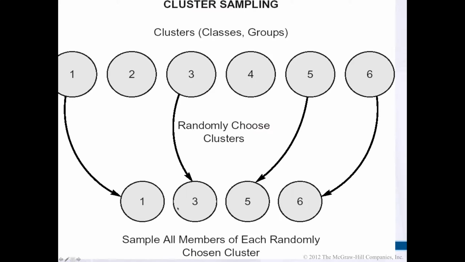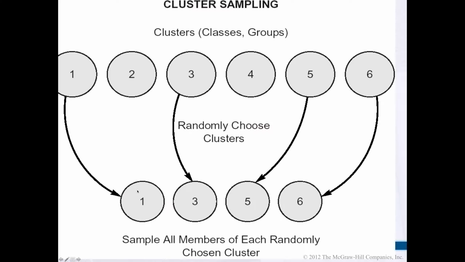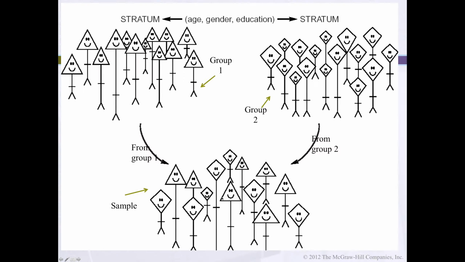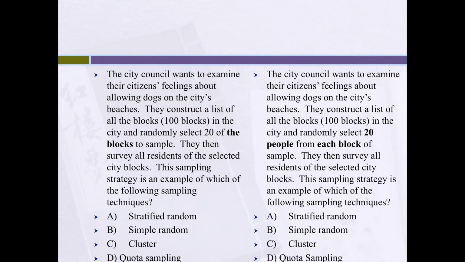So that's the difference. If I summarize, for cluster sampling, you select groups. For stratified sampling, you select individual participants from each group. That's the most important difference. Let me give you an example.